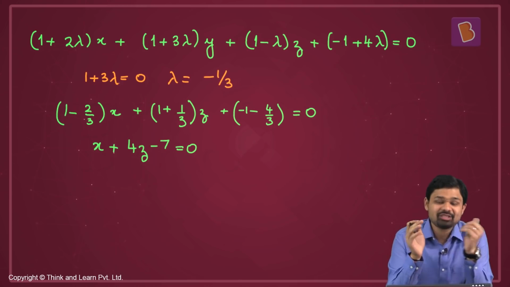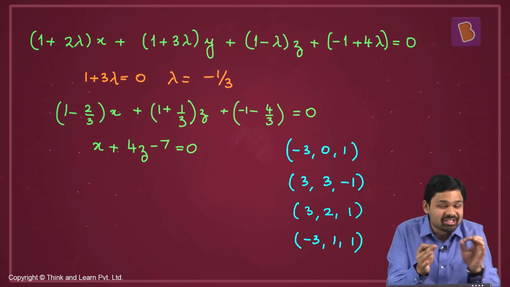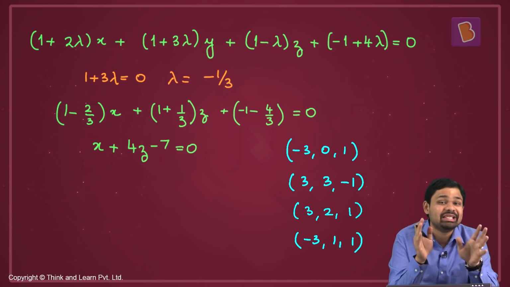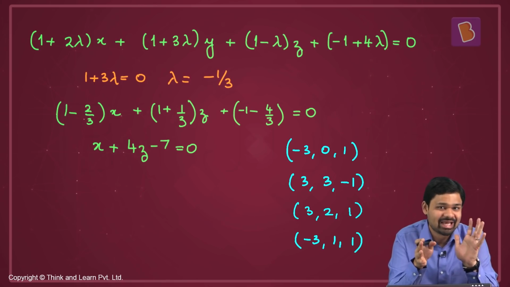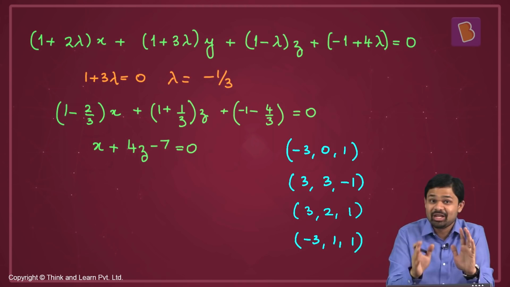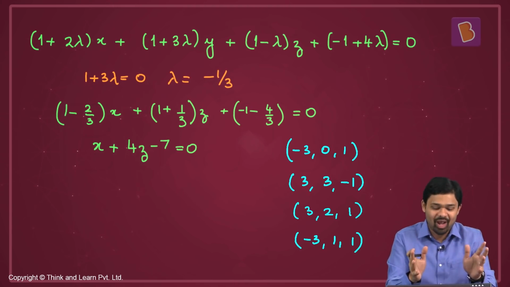So, x plus 4z minus 7 is equal to 0. If you look at the options very closely, you will see that the options are all in terms of 3's and 1's. When we look at the x and the z, we don't have to look at the y, remember, because there is no y in the equation of the plane. Look at the x's and the z's.